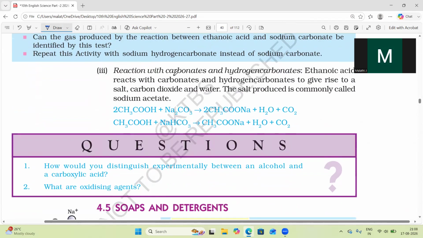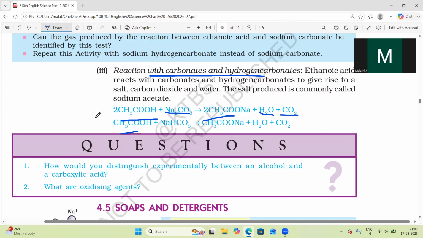How does ethanoic acid react with carbonates and hydrogen carbonates? For the reaction with carbonates and hydrogen carbonates, you have to take ethanoic acid. We studied in the first chapter and second chapter, we revised everything, how an acid reacts with a base, and how acids react with metal carbonates and metal hydrogen carbonates. So what we will get as products are salt, water and carbon dioxide.